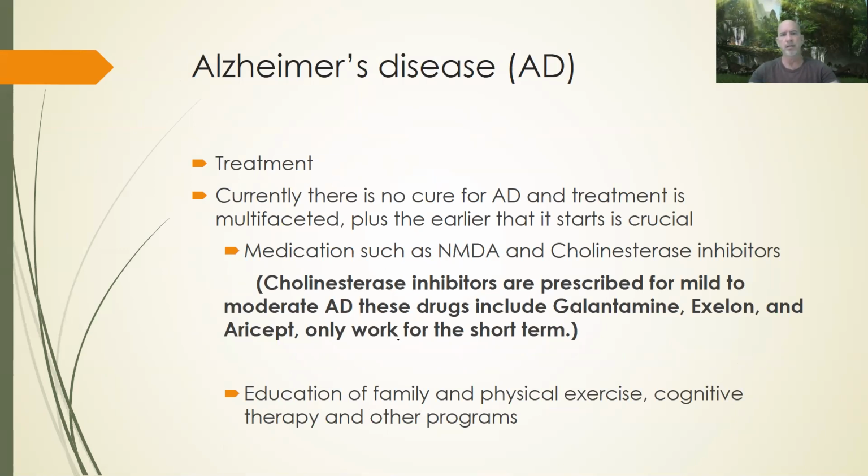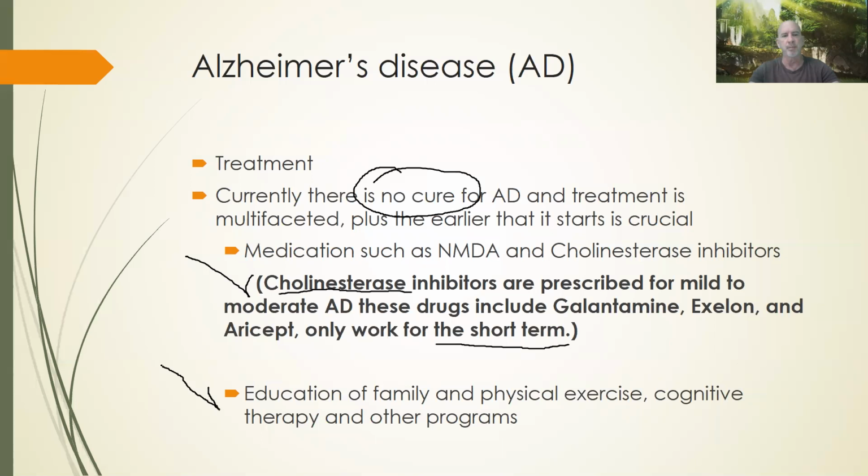Treatment. There is no cure. We have discovered some medications that for one reason or another help the individual with Alzheimer's. Cholinesterase inhibitors, which you studied in your pharmacology, are probably the first line drug. But there again, these only work for the short term. Ultimately, there's really not much we can do about it. The most important thing that you will probably have to do as a nurse, in addition to keeping the patient safe, is education of the family.